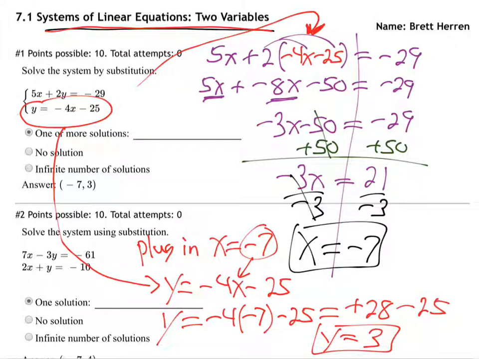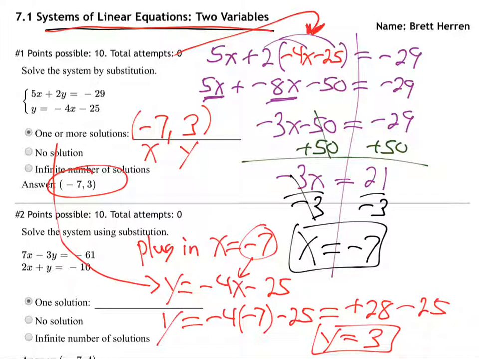So here's the answer. Negative 7, comma 3. They want you to put it in parentheses. There, that's x, that's y. It's always x first, then y. By the way, you could check that answer and prove it's true. Let me show you. If you put in negative 7 for x here and there, and 3 for y here and there, because x is negative 7, y is 3, it'll make all those equations true.